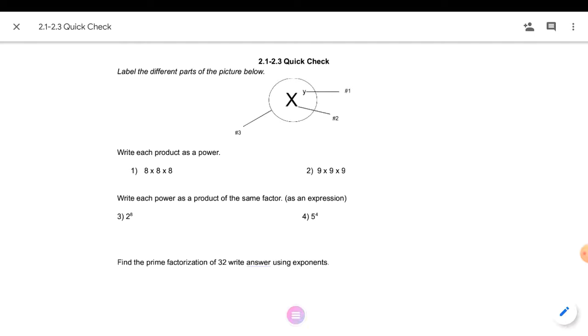So the first thing at the top, the vocabulary, and this is something you will have to know for the quiz. Okay, you have to know these words. And some of you did pretty well. You just got a few of them mixed up.